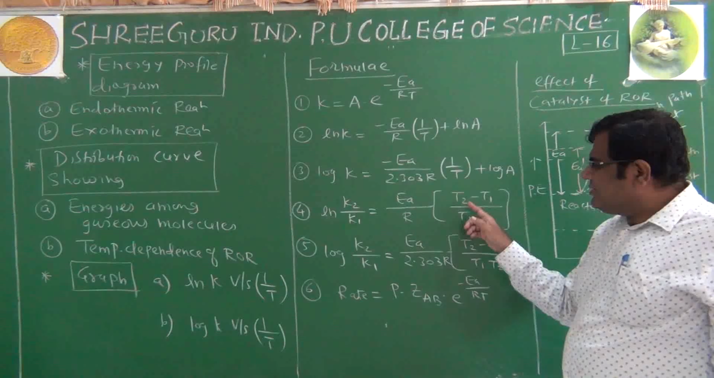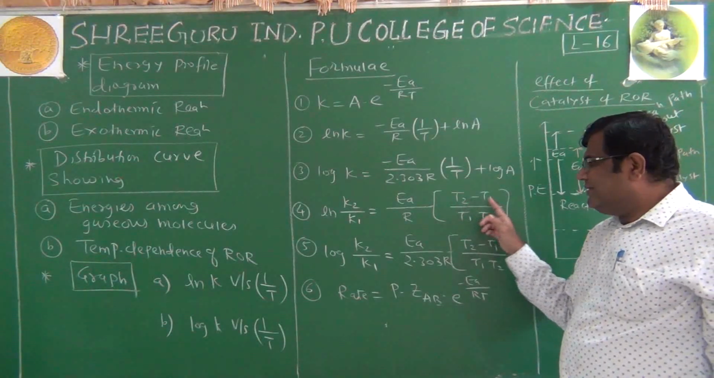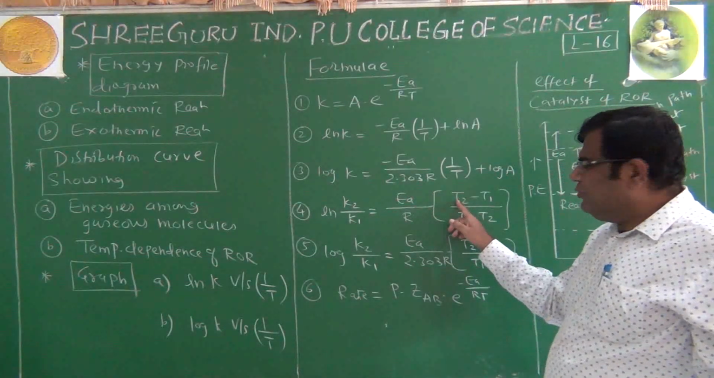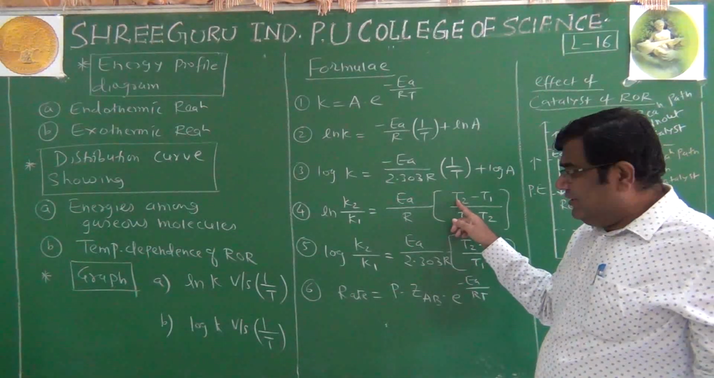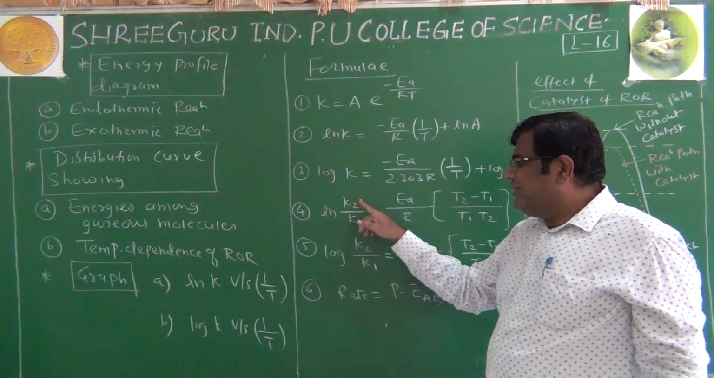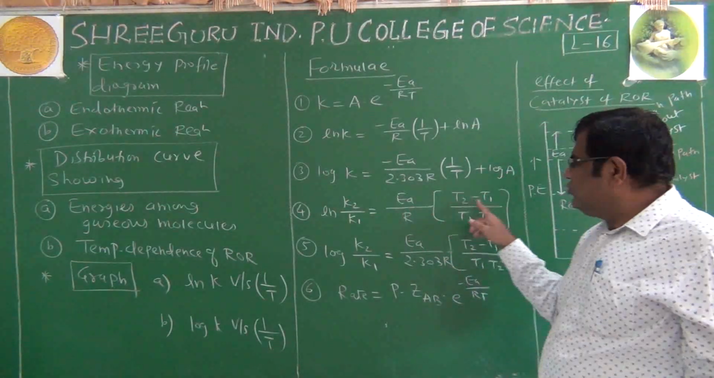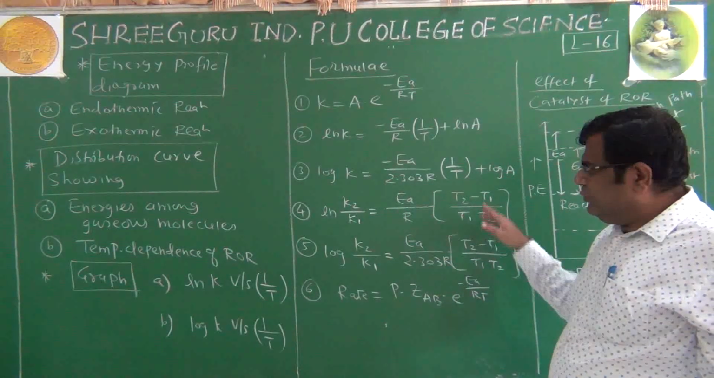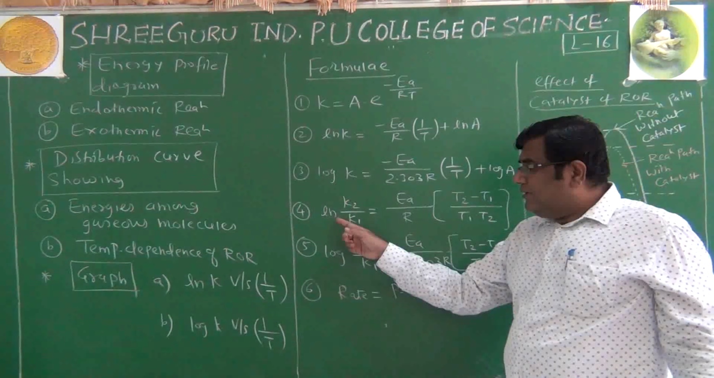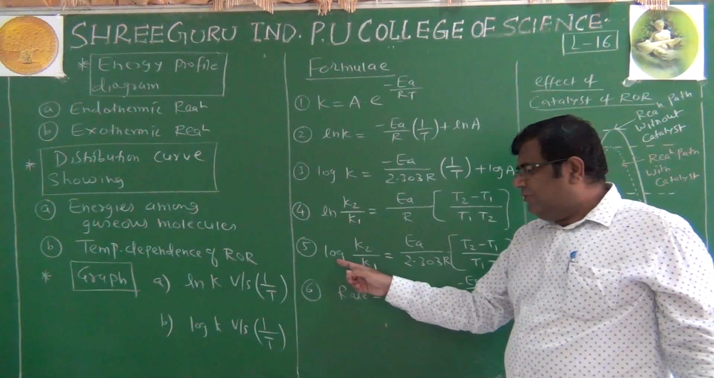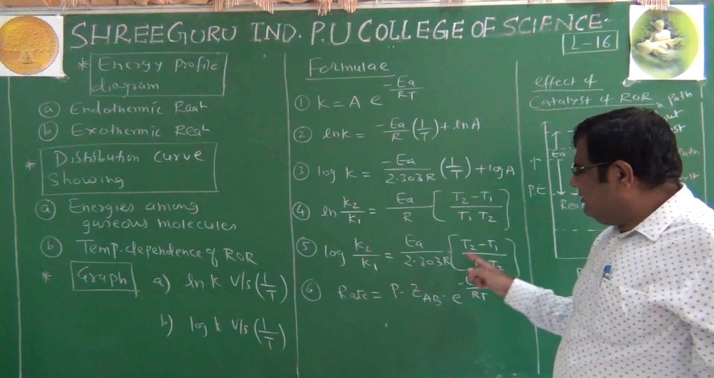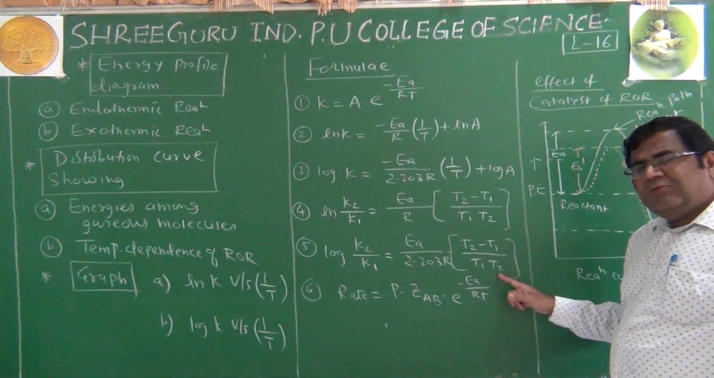If we have two temperatures T2 and T1 such that T2 is greater than T1, the rate constant k2 at temperature T2 is greater because temperature is greater, so k2 is greater than k1. Natural log of k2 by k1 equals Ea by R into T2 minus T1 divided by T1 into T2. We have derived it also in 3 steps, but that derivation is not needed. We have converted this equation to the base of 10: log k2 by k1 equals Ea by 2.303 R into T2 minus T1 by T1 into T2.